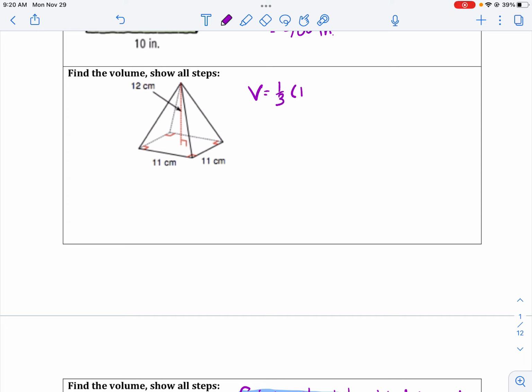So here is my volume formula of this pyramid right here. 11 squared is 121, and then times 12. And again, you can take 1452 and multiply it by 1/3, or take that number and divide it by 3. So the volume of this pyramid is 484 centimeters cubed.